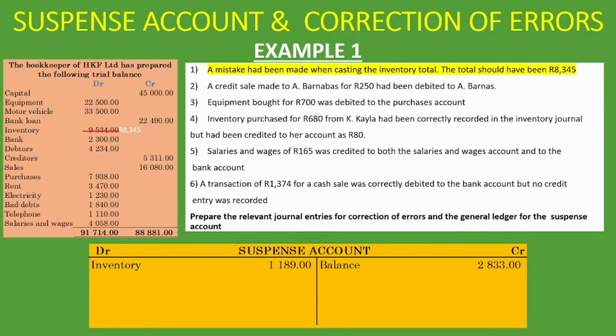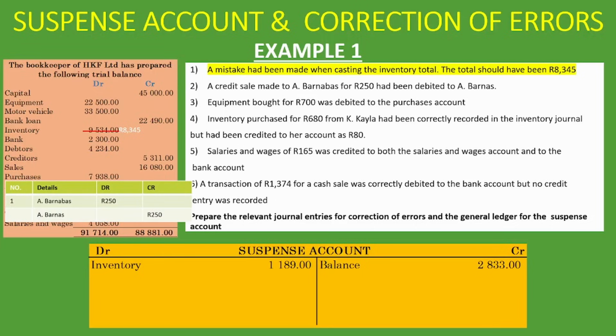So we need to remove it from his account or reduce his account by this 250 Rand. So we're going to credit A Barnabas and debit A Barnabas, the correct one that we should have debited initially. And this is how it's going to look. Debit A Barnabas, the correct data, and credit A Barnabas, the one we incorrectly allocated to. I'm sure that was clear enough. And remember, these two are our debtors.